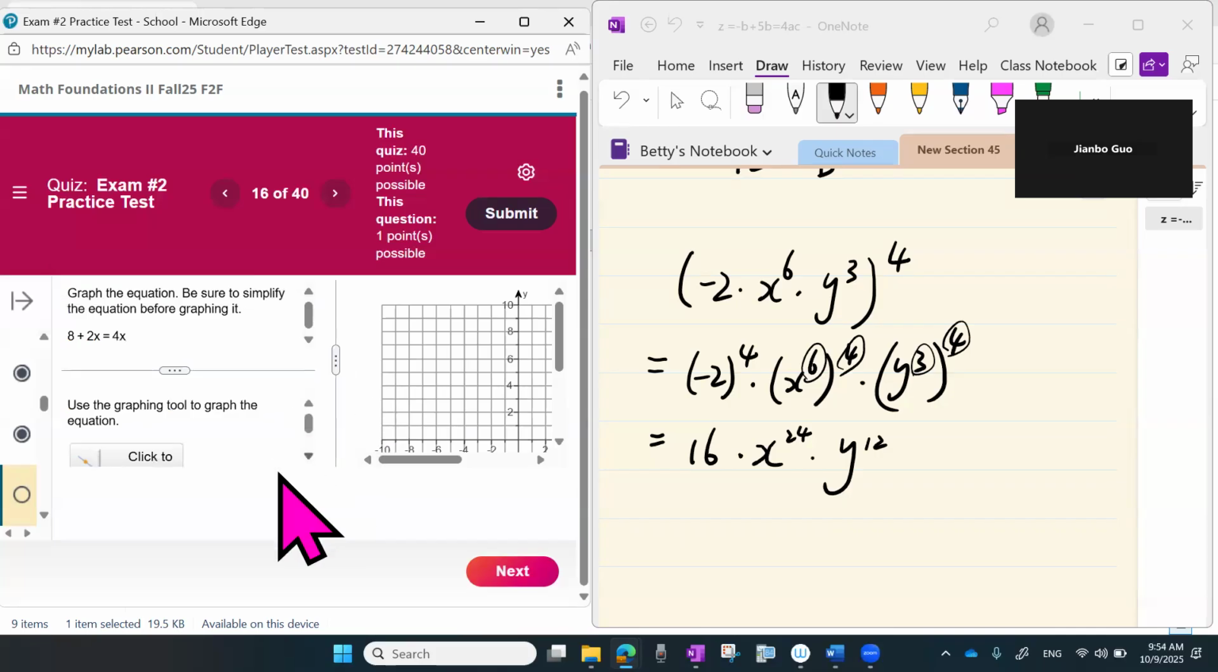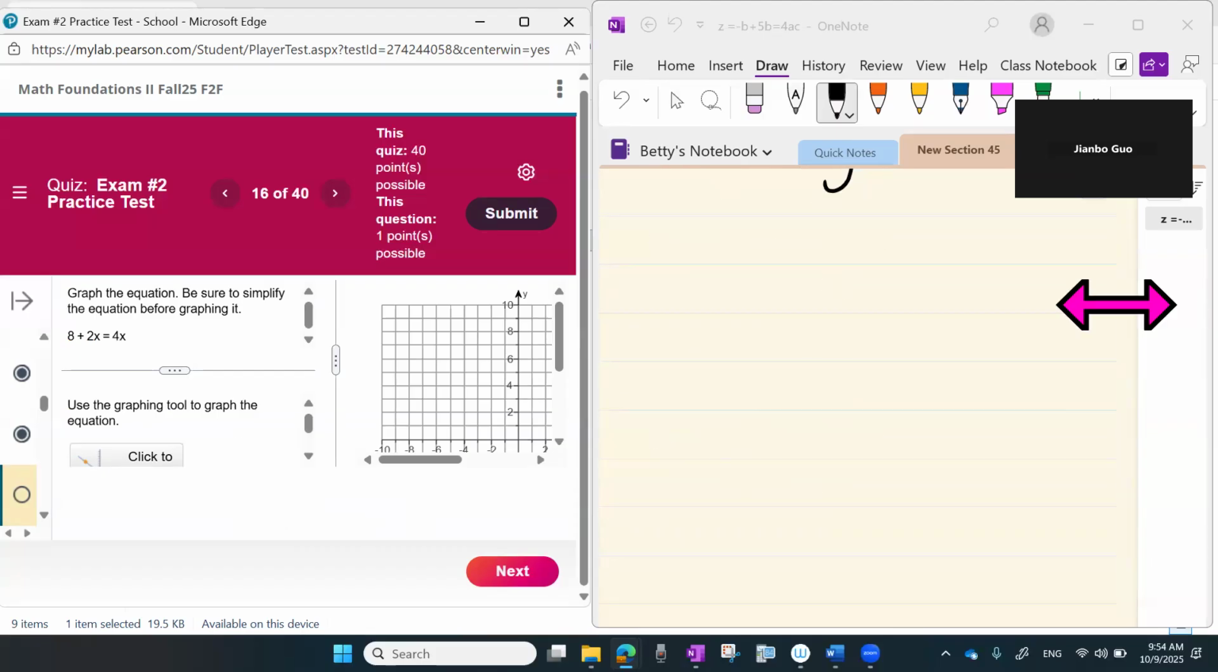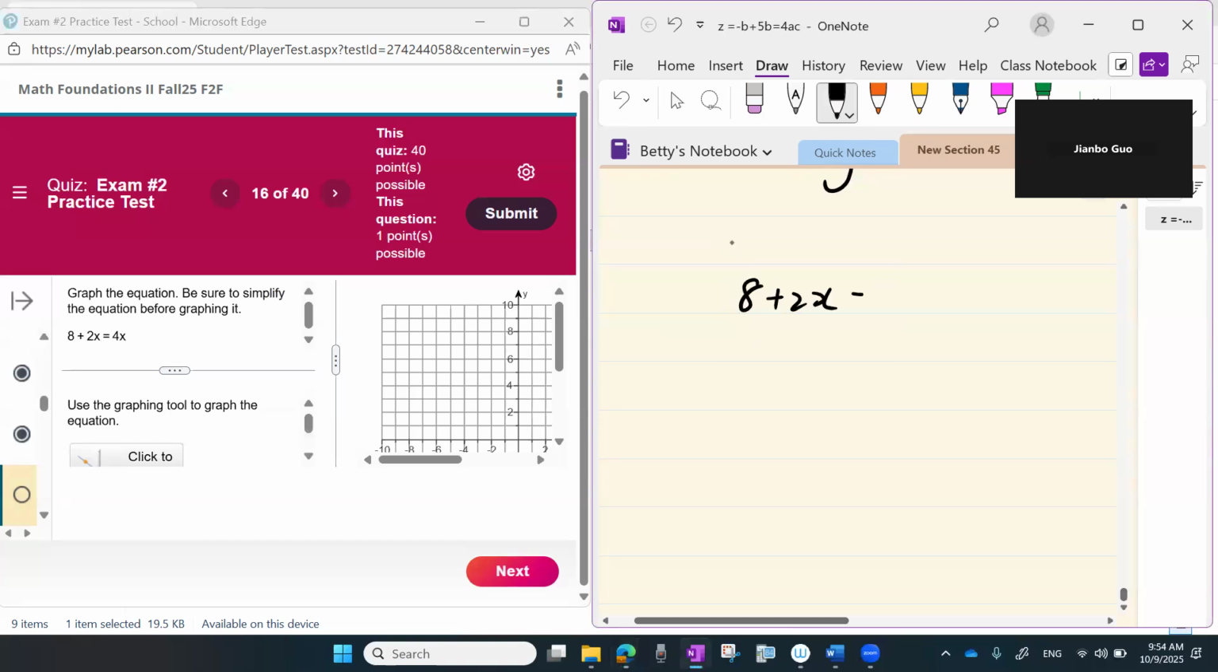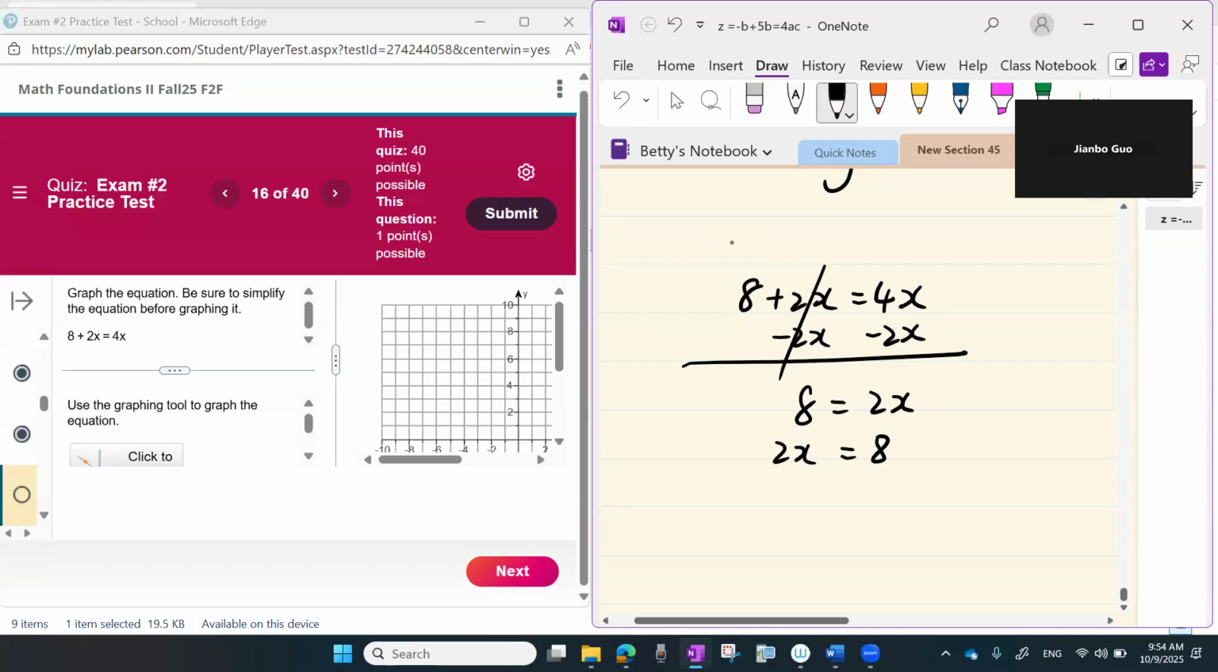Question number 16. Graph the equation. Be sure to simplify the equation before graphing it. That's a very good reminder. 8 plus 2x equals 4x. This equation is not simplified. We subtract 2x. We have 8 equals 2x. Switch the two sides: 2x equals 8. Divide by 2. We have x equals 4. After we simplify the equation, we have x equals 4.